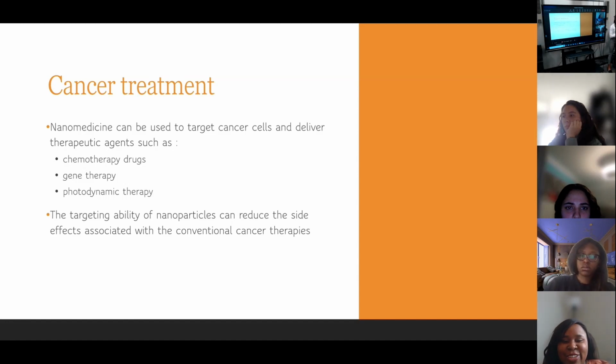And in cancer treatments, nanomedicine can be used to target cancer cells and deliver therapeutic agents such as chemotherapy drugs, gene therapy, and photodynamic therapy. The targeting ability of the nanoparticles can reduce the side effects associated with conventional chemotherapy or cancer treatments.